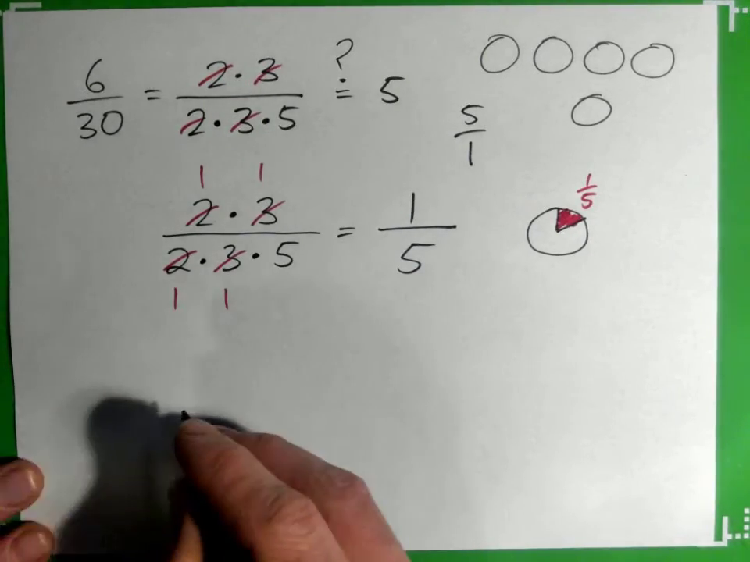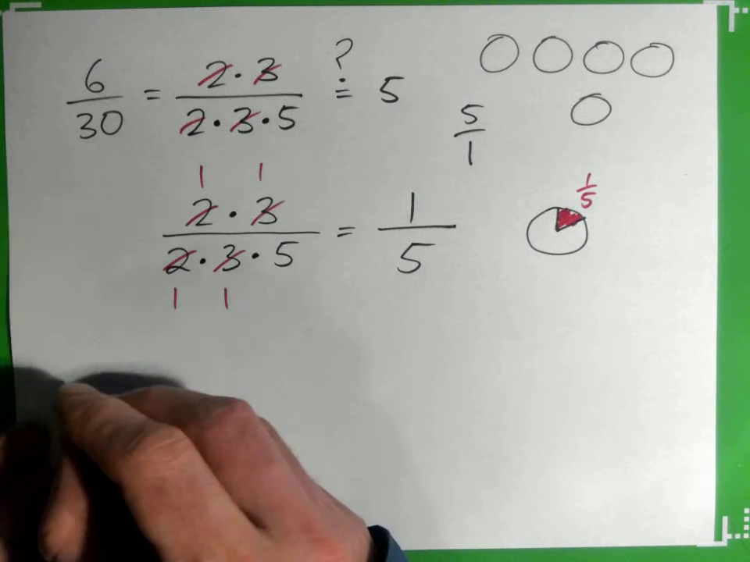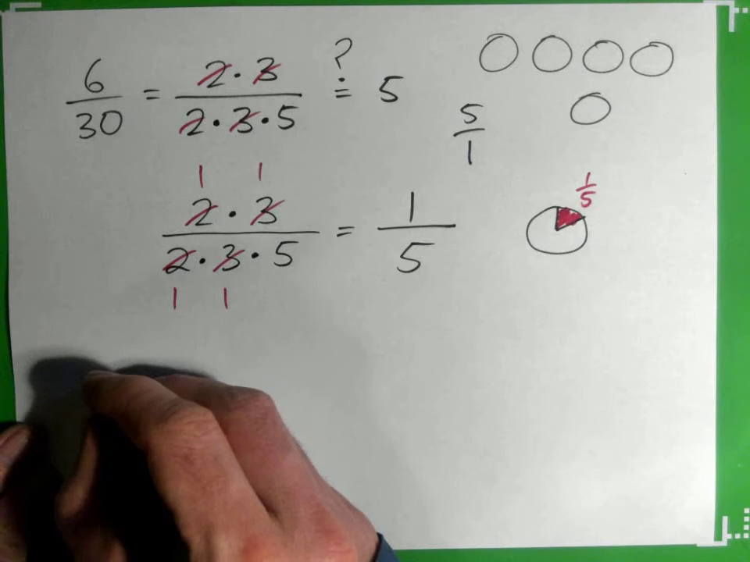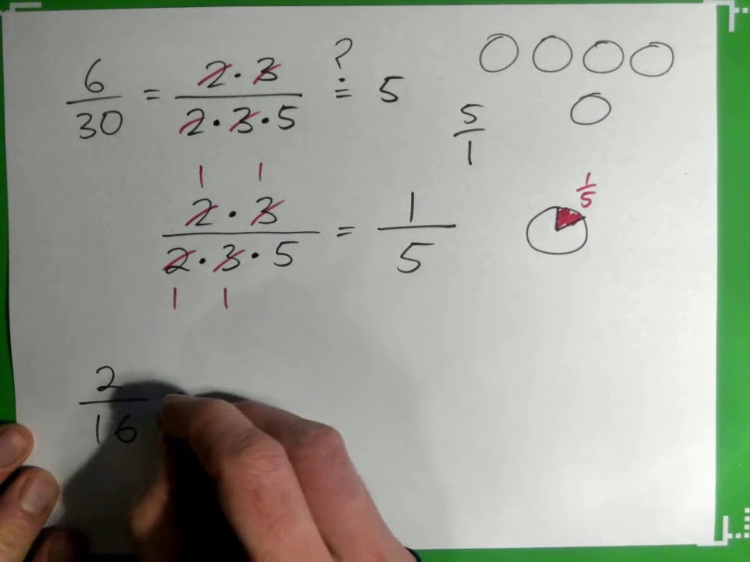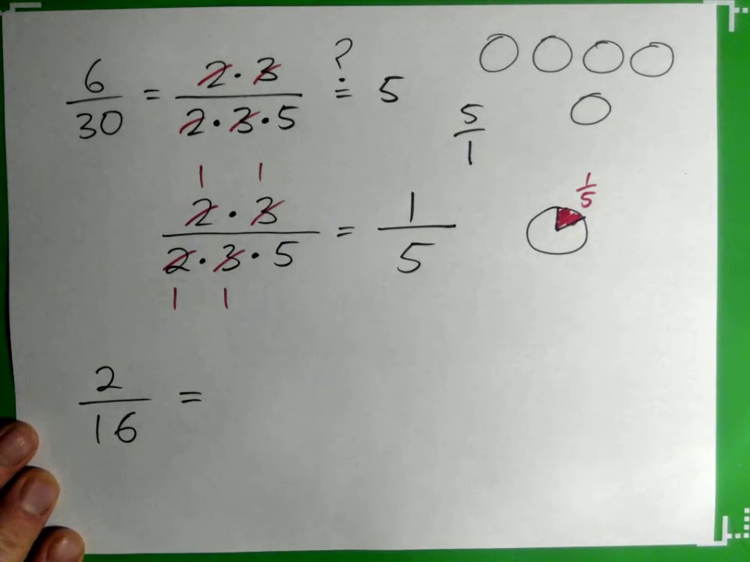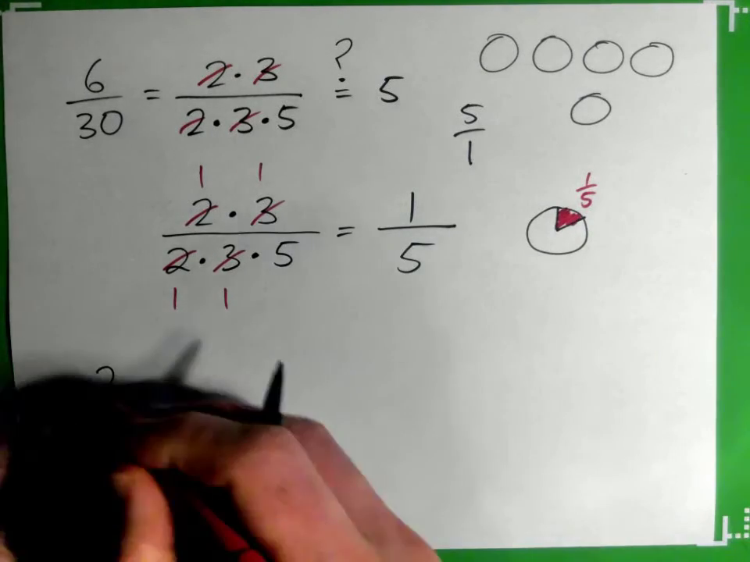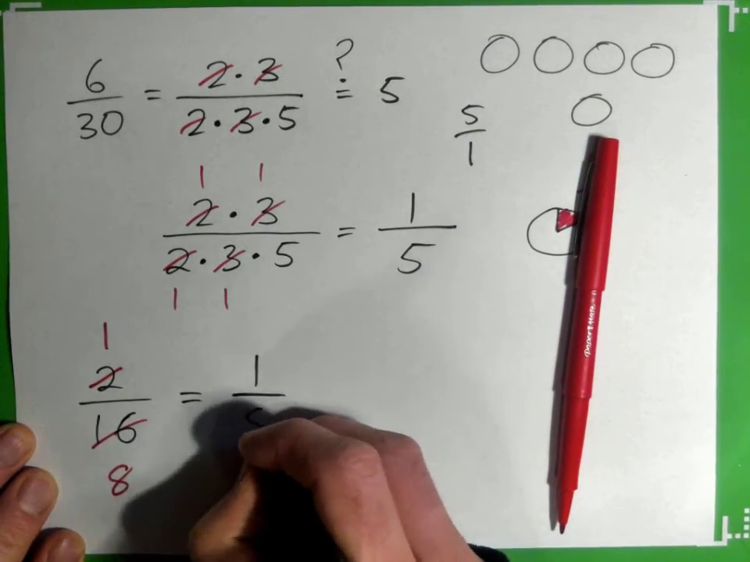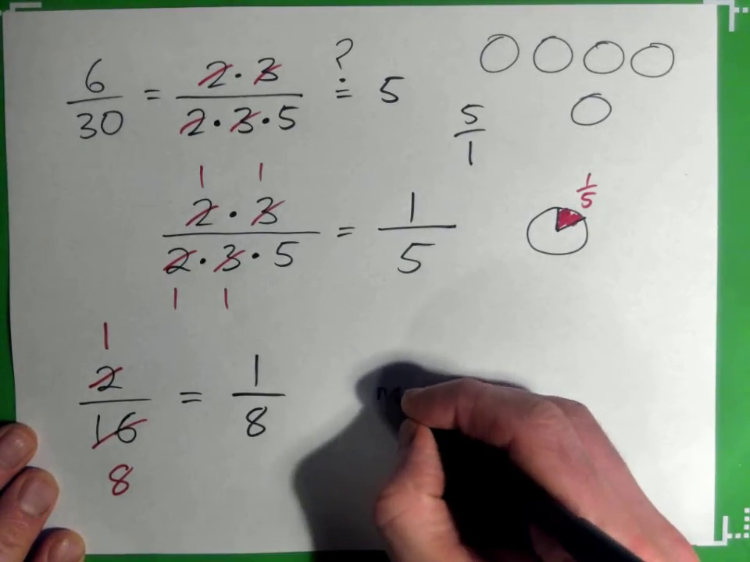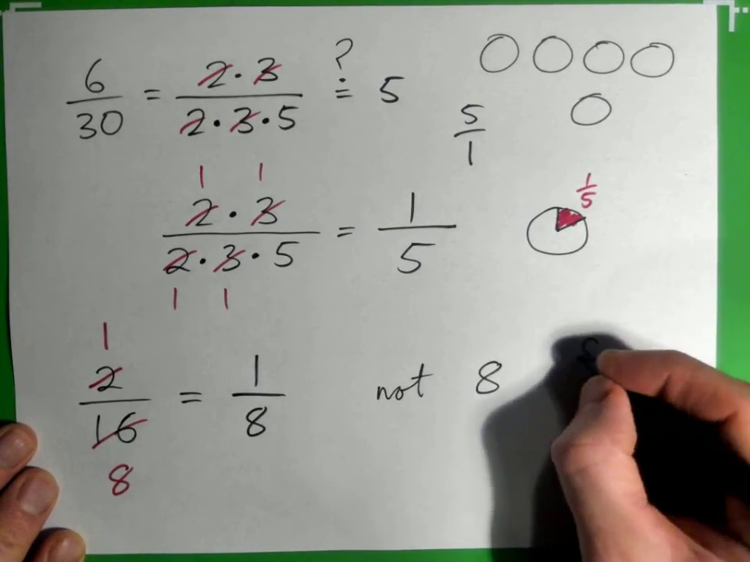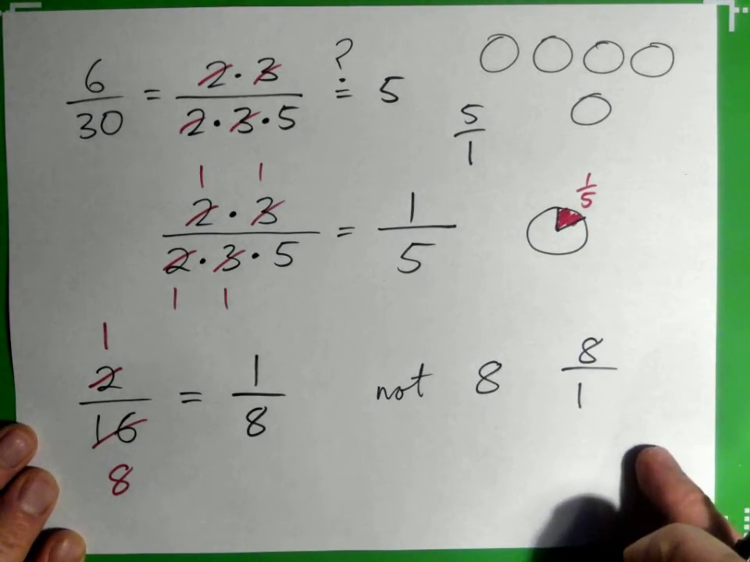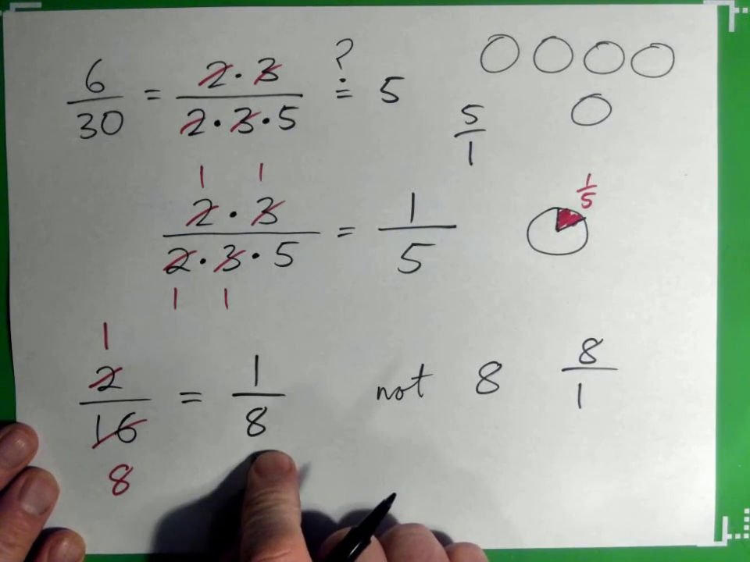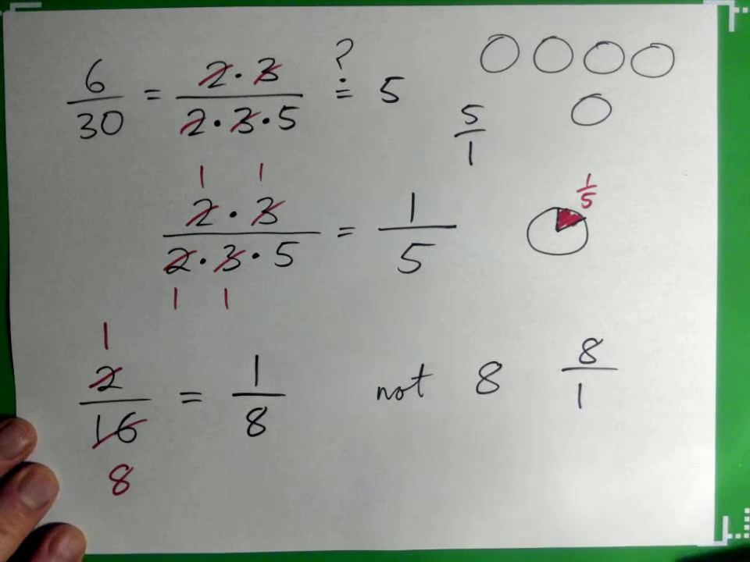Just for fun, let me give you all another one. Do 2 over 16. What does that give you? Right, because we go 2 into 2 goes once, 2 into 16 goes 8 times. This is 1/8, not 8. It's 1/8. It's not 8, right? 8 is 8 over 1. Totally different animal, right? 1/8. 8, not the same thing. Do you want $8 or do you want 1/8 of a dollar?